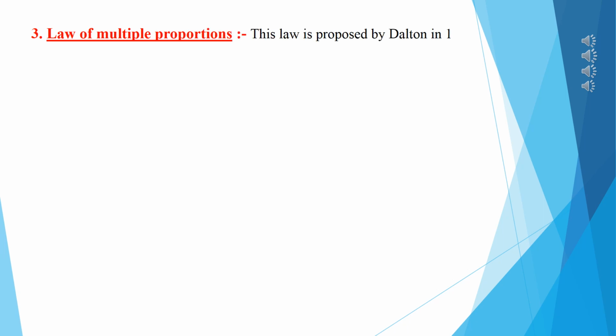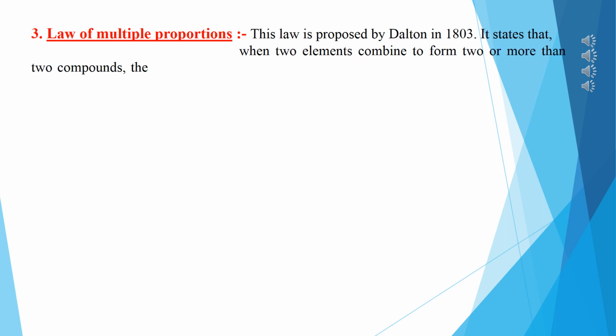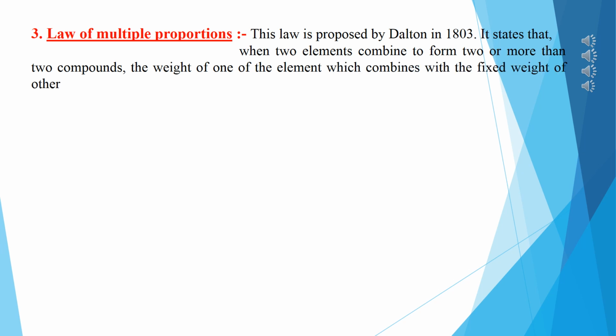Let's discuss the third law, that is the law of multiple proportions. This law was proposed by Dalton in 1803. It states that when two elements combine to form two or more compounds, the weight of one of the elements which combines with a fixed weight of the other bears a simple whole number ratio.